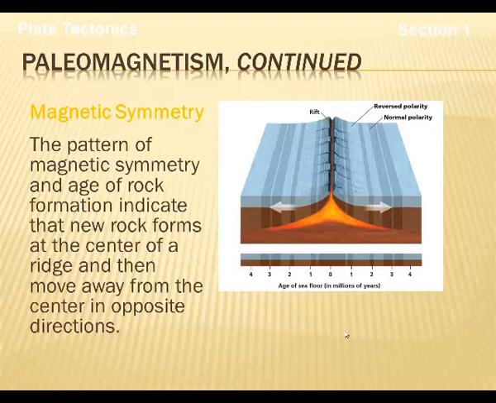This picture helps to illustrate that. So the pattern of magnetic symmetry and age of rock formation indicate that new rock forms at the center of the ridge and then it slowly moves away. Notice we have the geomagnetic reversal time scale here. We have the rift at the center where new seafloor is being created. The darker color represents normal polarity. The lighter colors represent reverse polarity.